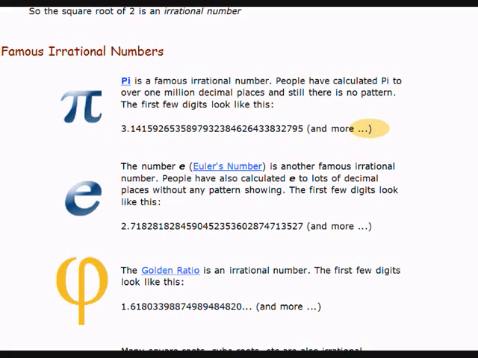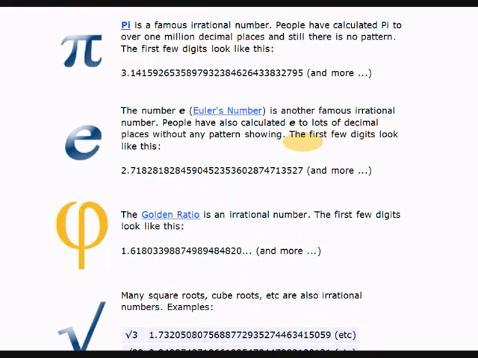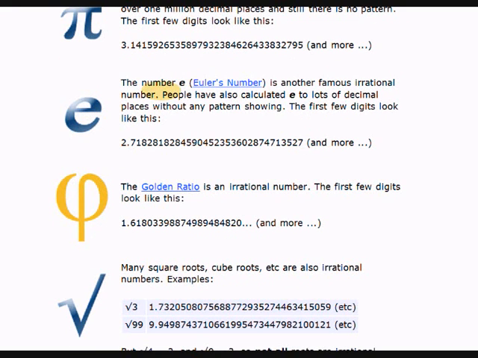Euler's number, the number e. Euler's number is another famous irrational. People also calculated e. That's called Euler's number. Lots of decimal places without any pattern showing. The first few digits look like this. Look how Euler's number looks. It is another number like pi. 2.718281828459045235360287. There is another number called the golden ratio.